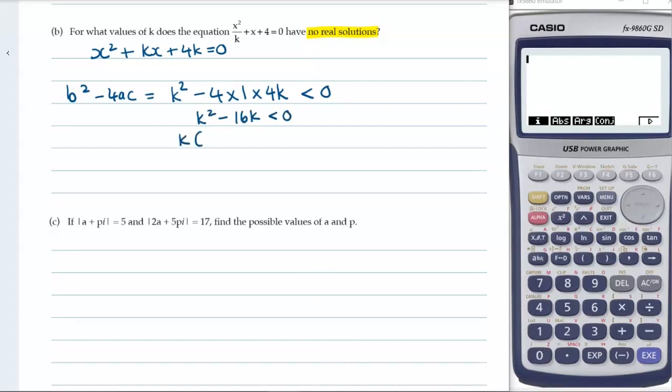Now we can factorize k squared minus 16k to be k(k minus 16), and we need that to be less than 0. Considering when this quadratic dips below 0, we can get the roots by setting it equal to 0, so k equals 0 and k equals 16. It drops below 0 between 0 and 16, so it's everything in between. So k must be between 0 and 16.